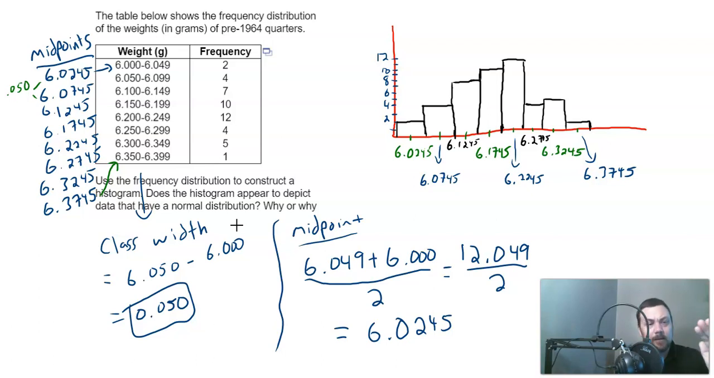Right? So I calculated the midpoints for each class, and the best way to do that is you calculate the first one. That's what I've done down here, right? 6.0245 is what I got as my first class midpoint, and I found that using the formula that we talked about in section 2.1. You add the upper class limit and the lower class limit for that class, and then divide by 2. And that's averaging those two numbers together, and that tells you the number exactly halfway in between.